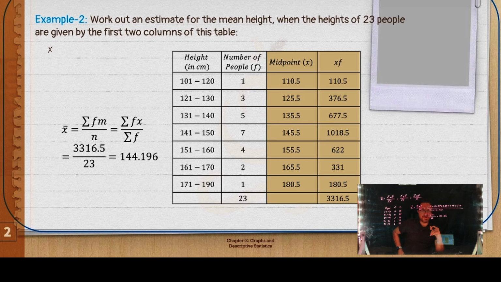Then you take each of those frequencies and multiply them by the midpoint. So you get 110.5, 376.5, so on and so forth. And then at the very bottom, you sum up those values. So if you sum up your frequency column and you sum up your x times your frequency column, you will get the two values you need. The one on the far right, the 3,316.5, will be the top of your mean. And then the sum of the frequencies will be the bottom of your mean. And then you get a value of 144.196 for the average height of all these people.